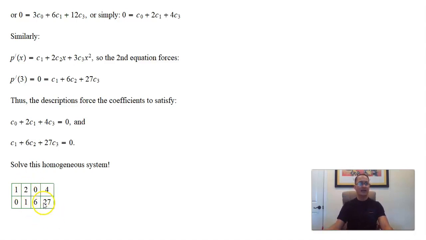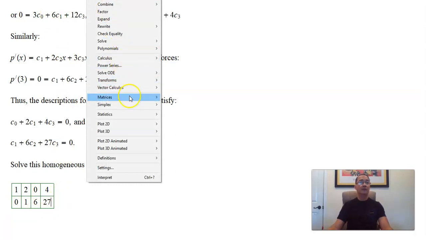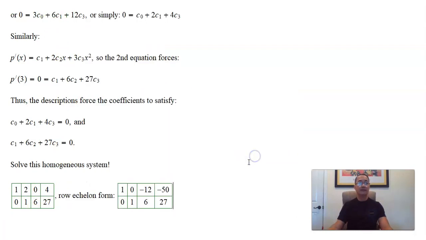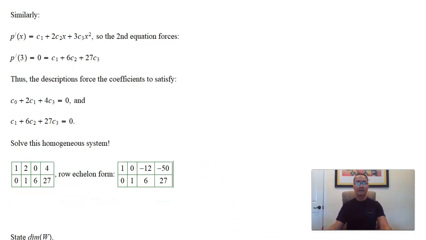Check it out, it's almost reduced. Yeah, it's already in row echelon form, but it's not reduced because of the 2. So all we have to do is subtract twice the second equation from the first. Compute matrices RREF. There we go. Ooh, nice integers. Yes, of course. So therefore, we have 2 leading variables, C0 and C1, and C2 and C3, I said 4, are free.